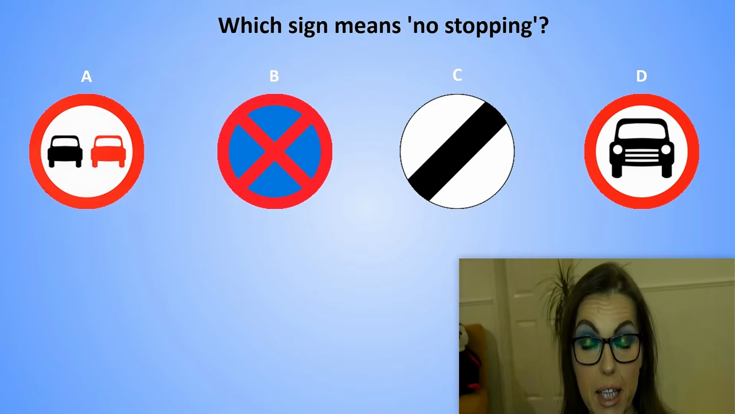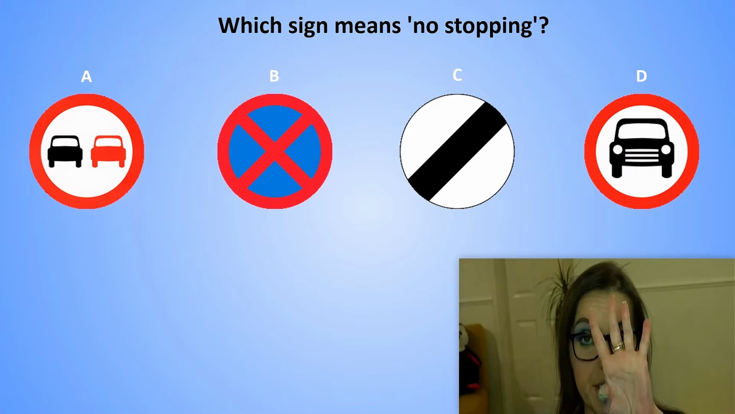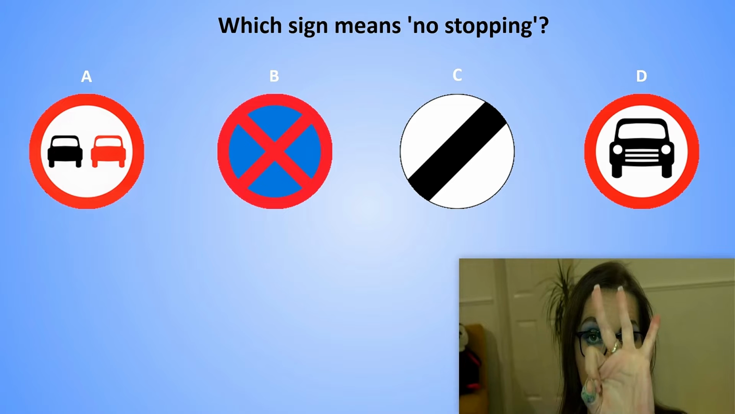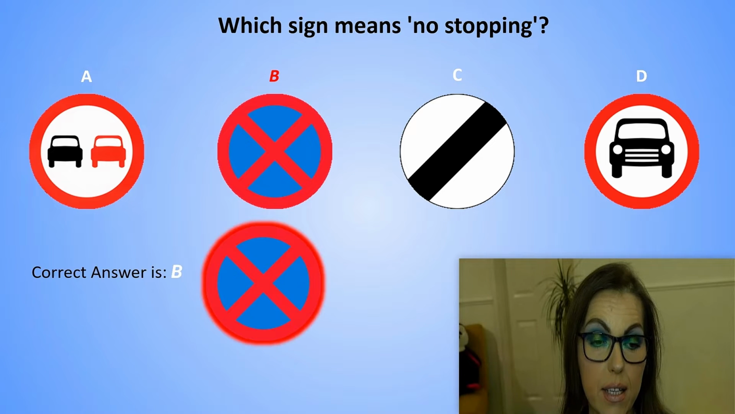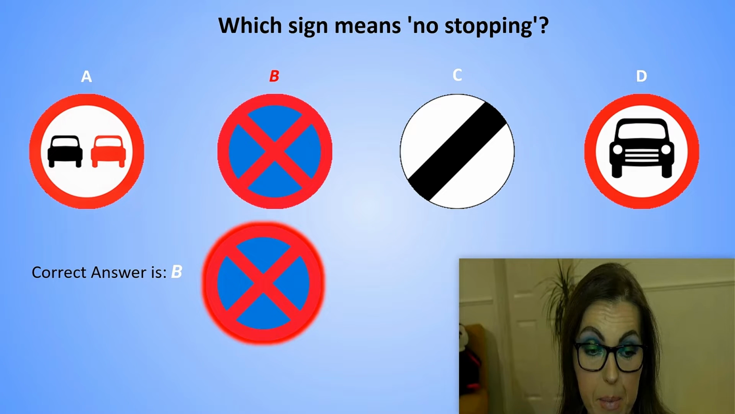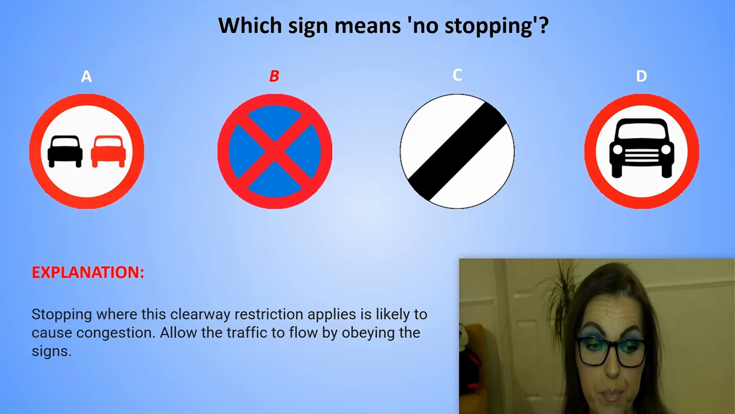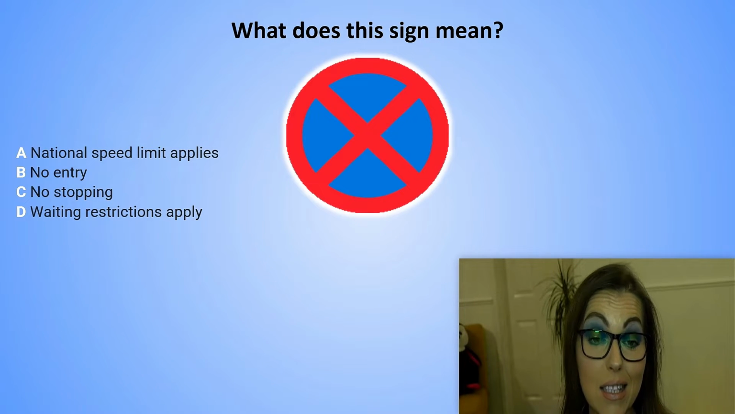And let's start with the countdown. 5, 4, 3, 2, 1. The correct answer is B. Explanation. Stopping where this clearway restriction applies is likely to cause congestion. Allow the traffic to flow by obeying the signs. Next question. What does this sign mean?